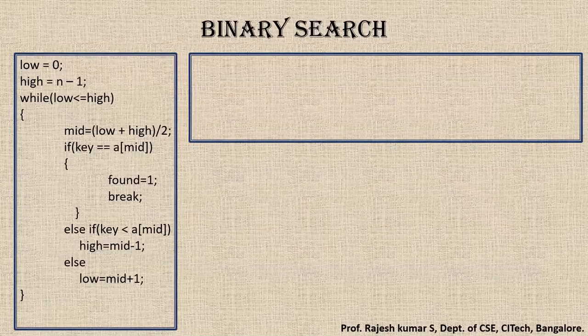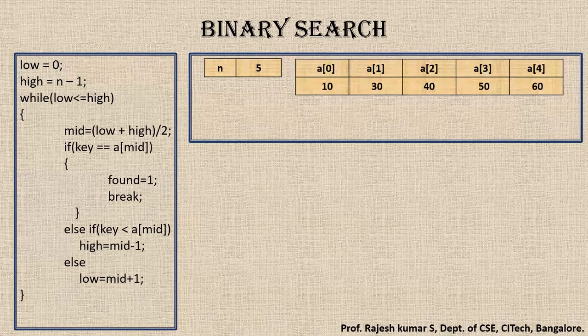Now coming to the concept of binary search, the input required is the number of elements. Here we have taken n value as 5, so I'll be entering 5 elements. Assume that we have entered 5 elements: 10, 30, 40, 50 and 60. You can see that all the elements are in sorted manner. Next, the input required is the key element, which has to be searched in the array of elements.